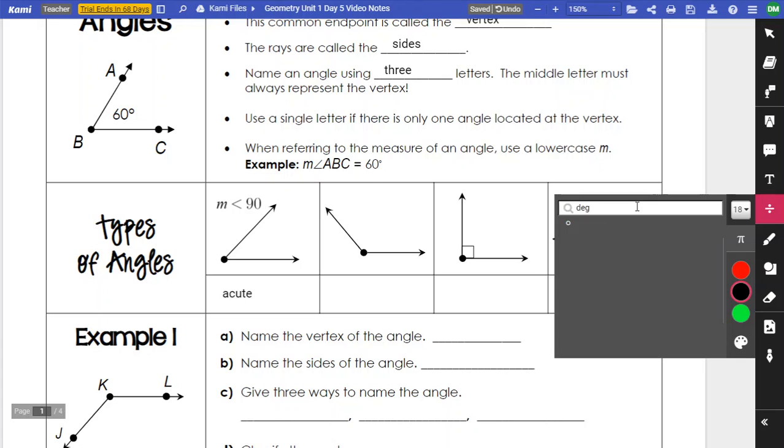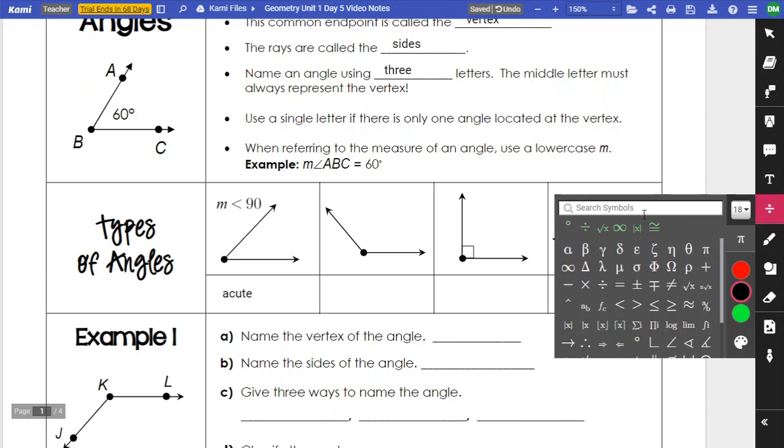Here's a nice tip: anytime you want a symbol, you can search for it, and you just type the first few letters and it'll show up. So we want 90 degrees. So the measure is less than that.